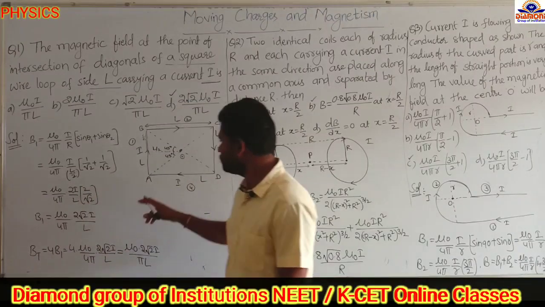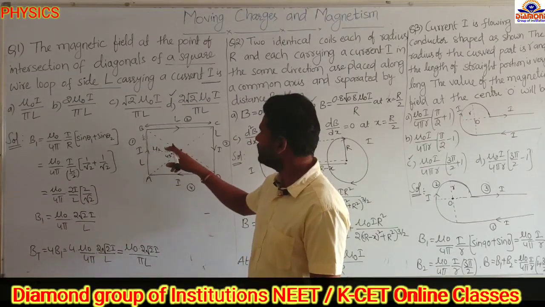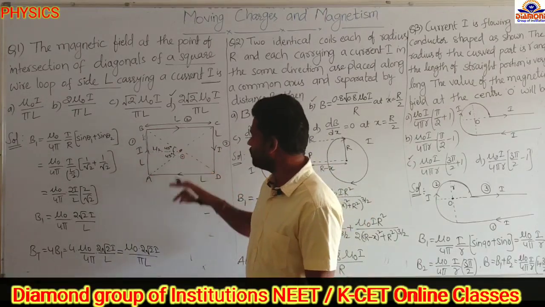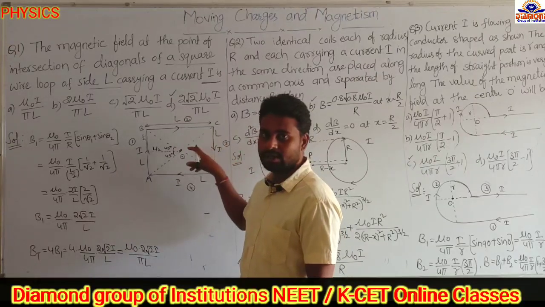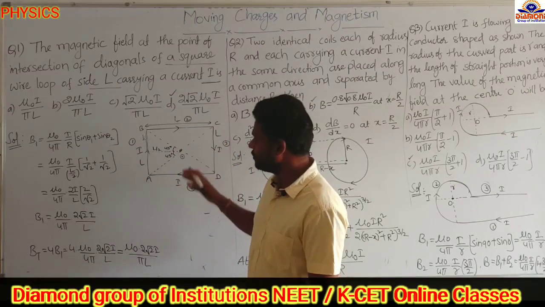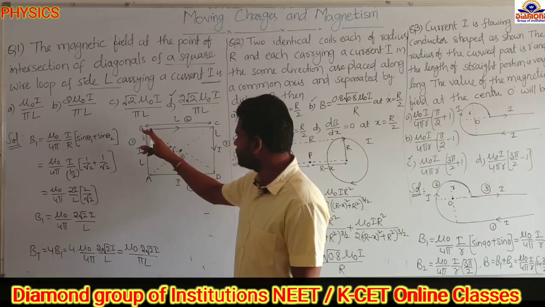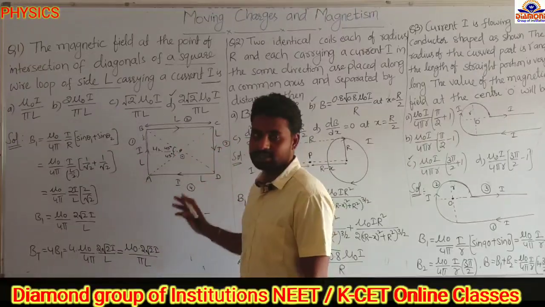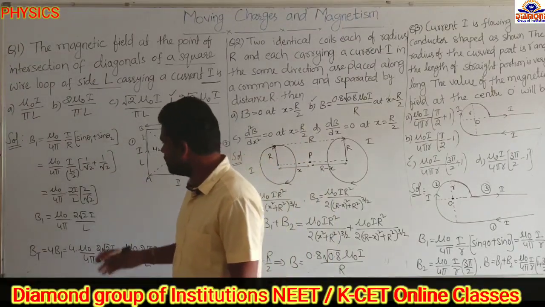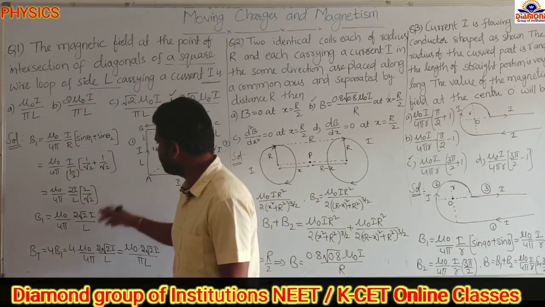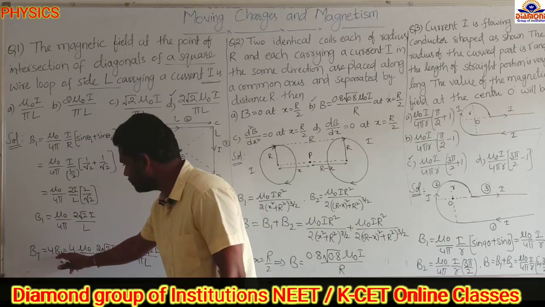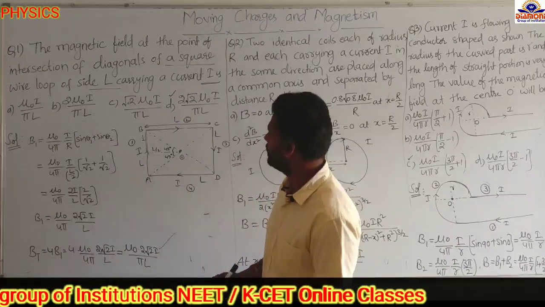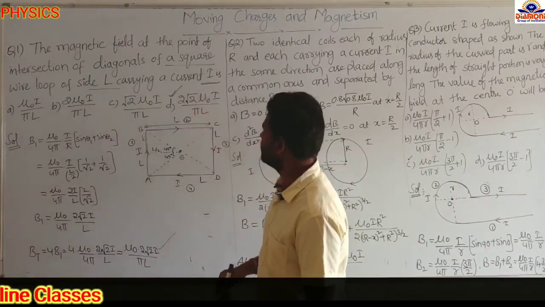This is the magnetic field due to the single wire. But here they are asking for the magnetic field due to all the wires at the center, the intersection point of the diagonals. All the magnetic fields are inside only, so add up the magnetic fields. Through all the wires the same current is flowing, with the same length and same angles. That's why the total magnetic field equals 4 into the magnetic field due to a single wire. Then multiply, and we will get the answer: mu naught into 2 root 2 I by pi L. So the answer D is the right answer.